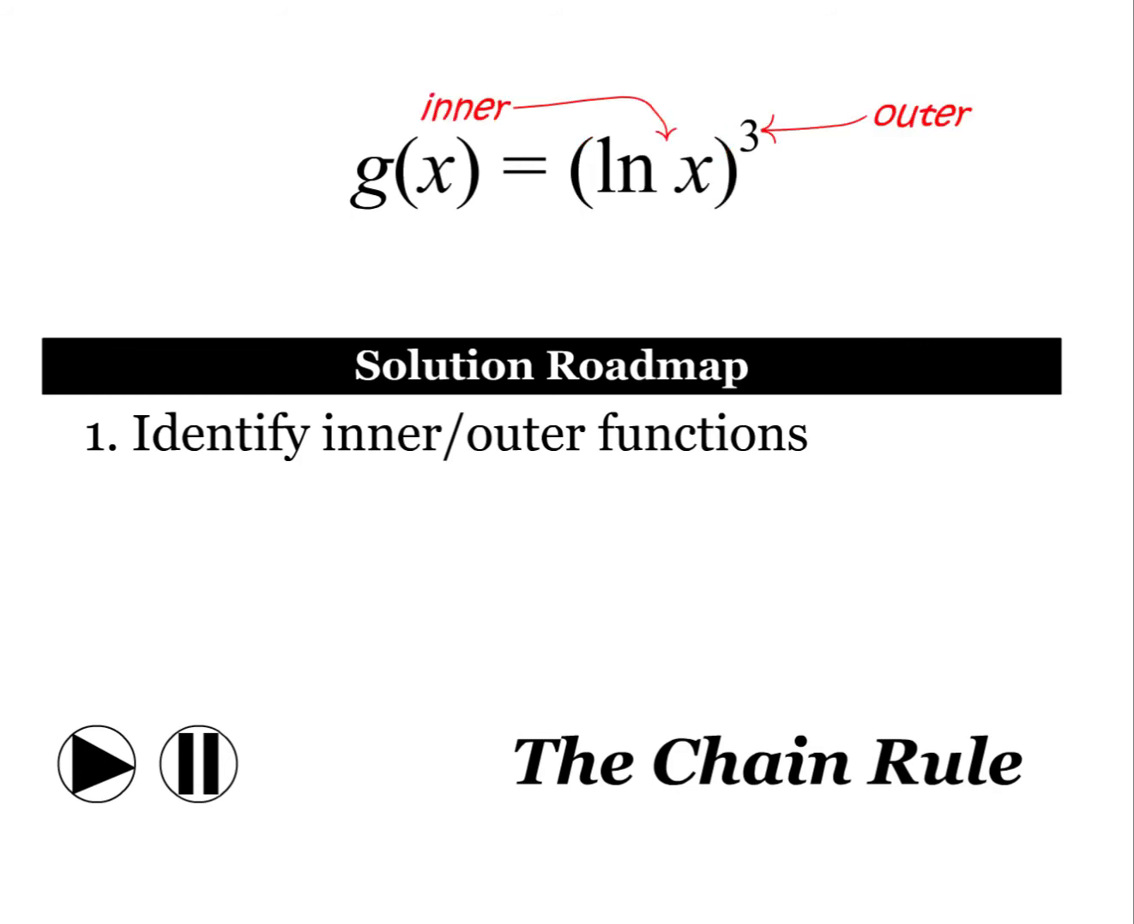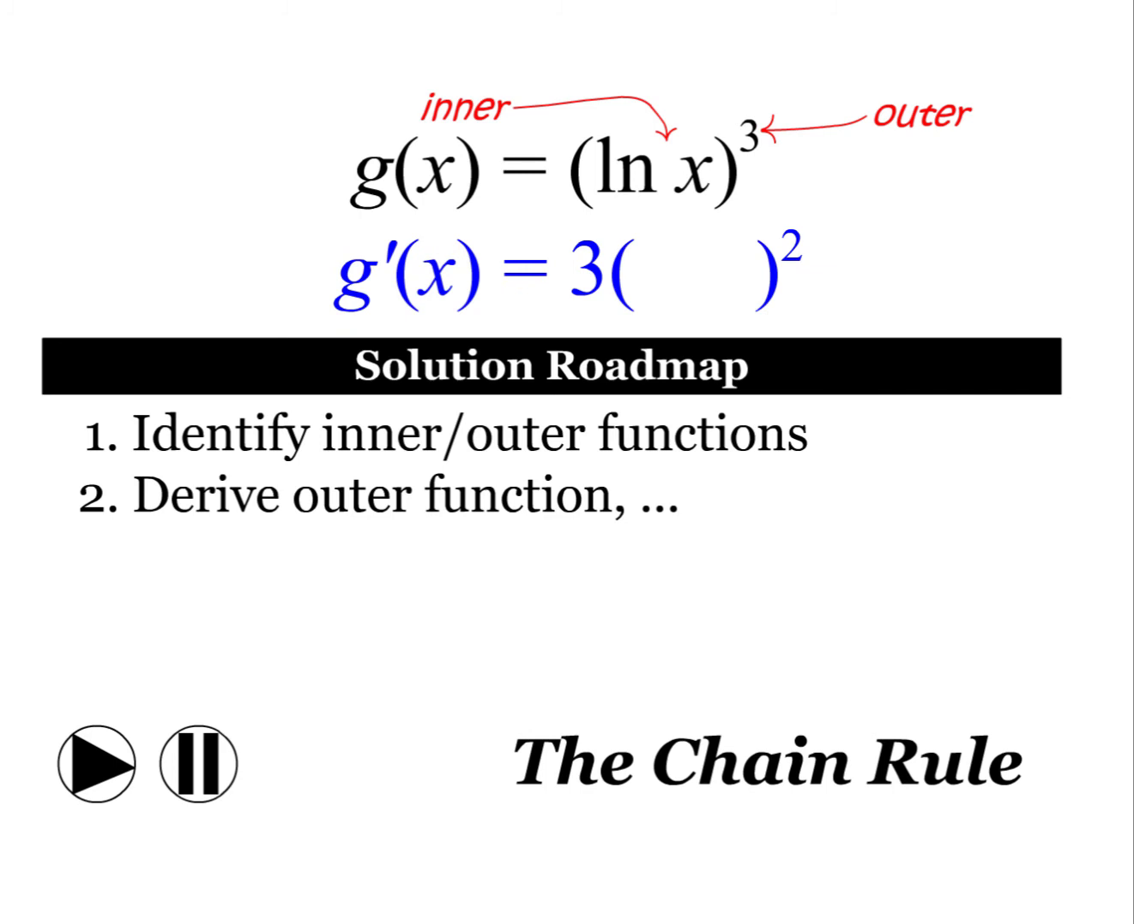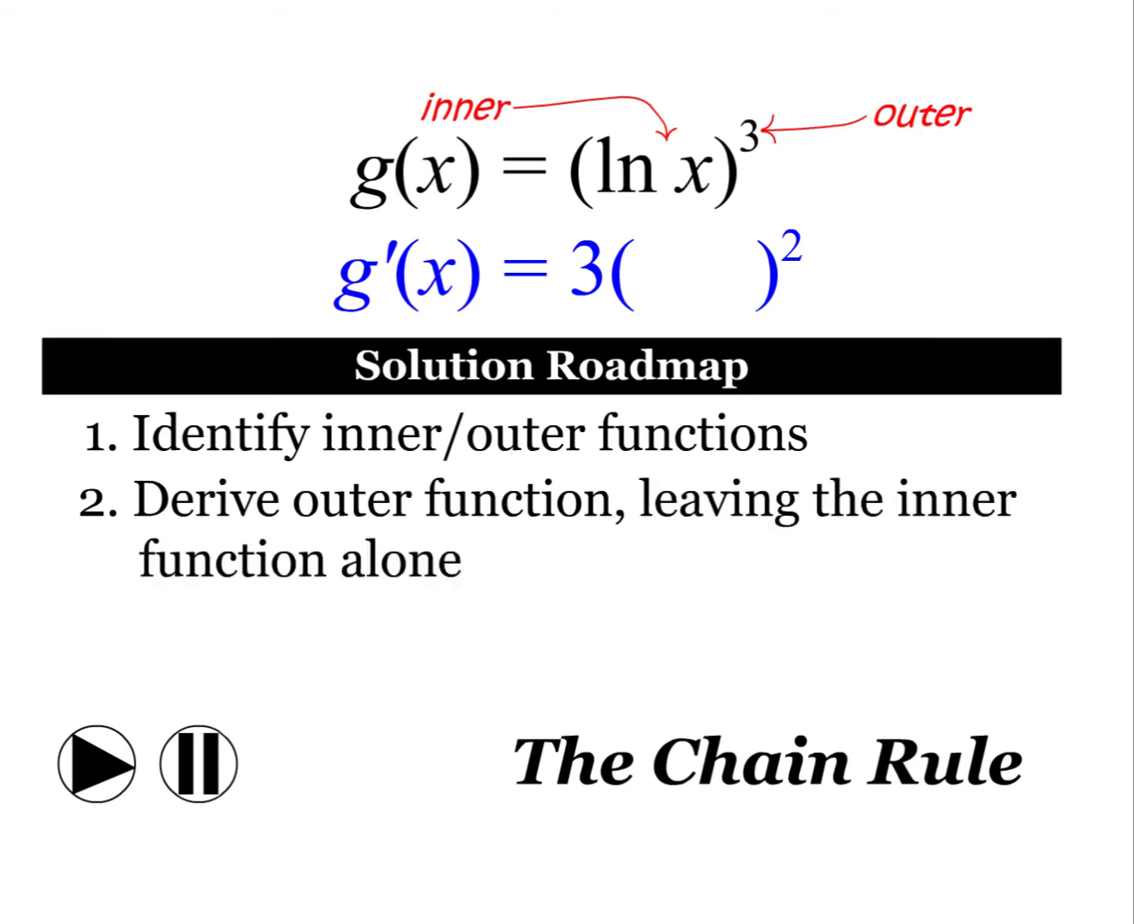So let's find the derivative according to the chain rule. Remember, when we take the derivative, we start with the outside. So what's the derivative of something to the third power? Well, according to the power rule, it's 3 times something to the second power. Now, what is that something? It's that inner function, and it's going to be left alone. We took the derivative of x cubed, in other words, a very simple derivative. But that natural log of x stays untouched.